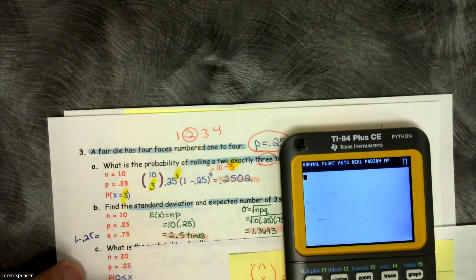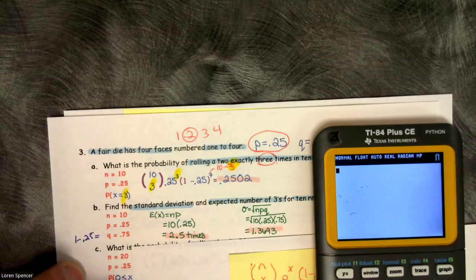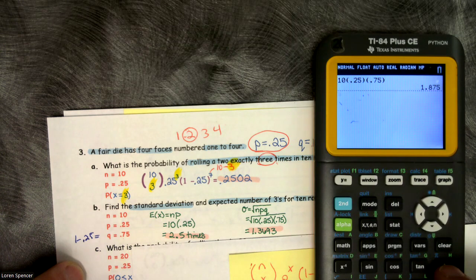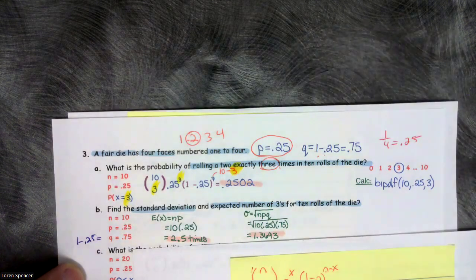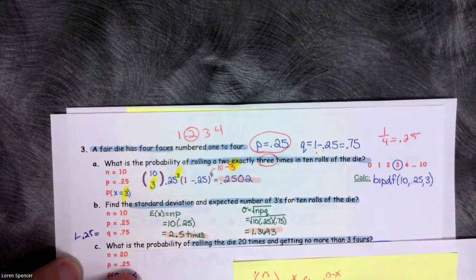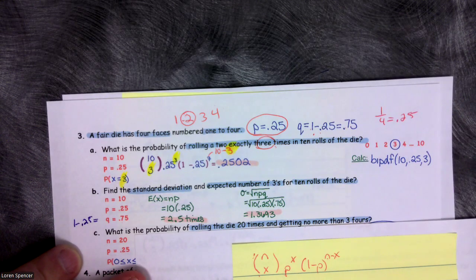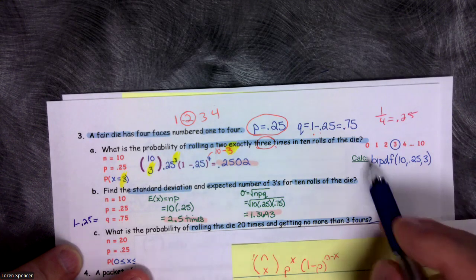Once again, I like to show this just because I want you to get good at it. 10 parenthesis 0.25 and 0.75. And then I raise that using this button right here to the 0.5. And I get 1.3693.